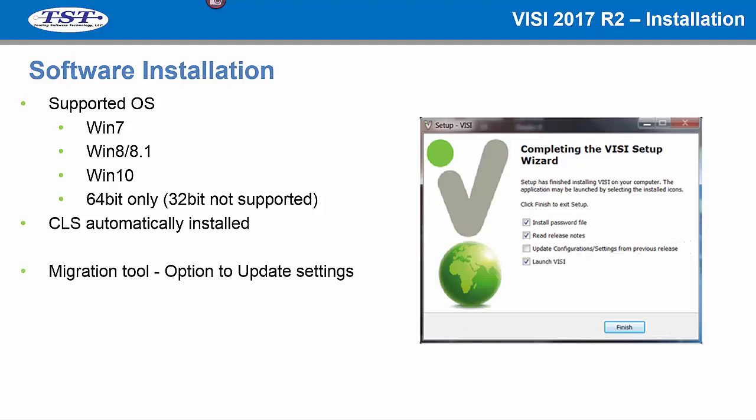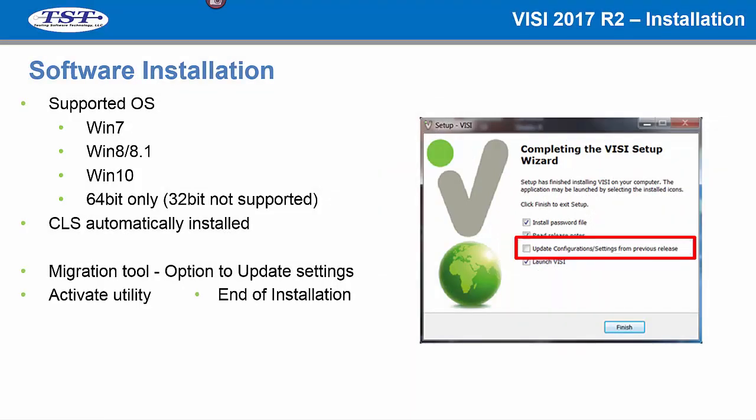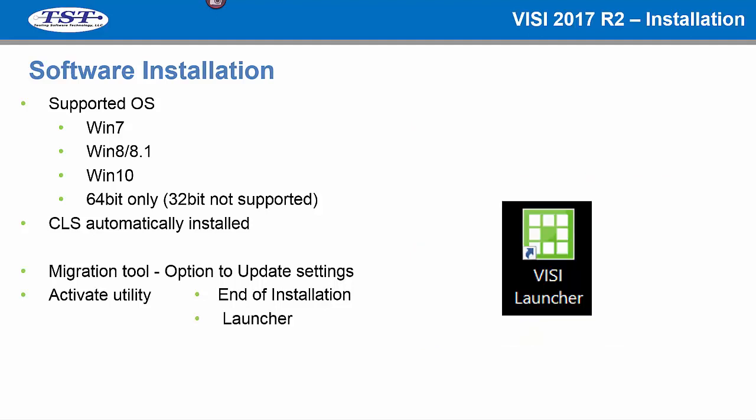So as always, we have the ability at the end of the install to install a password file, read release notes, update configurations and settings from previous release, or launch VISI. You can check these in the appropriate manner here. So you can also run it as an active utility as well, or at the end of the installation. Also, what you're going to see this year is a VISI launcher.